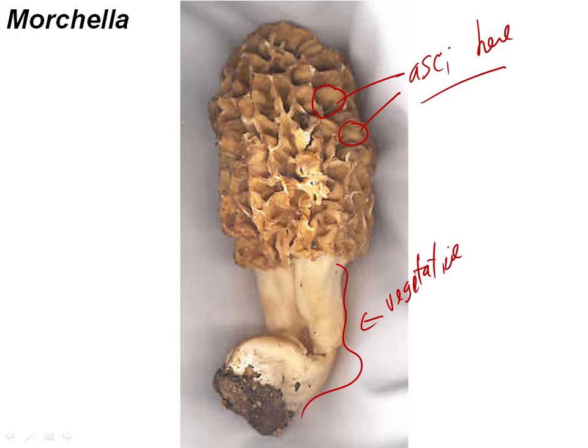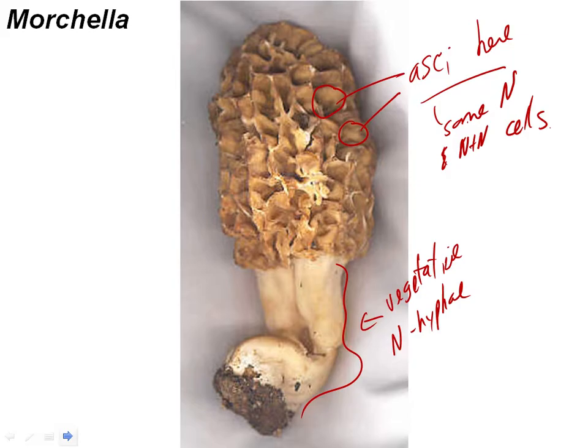And the hyphae are haploid here. Within the asci, there are some N and some N plus N cells. Not, I'm sure I don't mean to say within the asci, I mean within those cups, there are some haploid and some dikaryotic cells. And then some also asci, which are not dikaryotic or monokaryotic. They're those strange eight-celled sacs, asci. We're gonna look at that in detail on the inside.